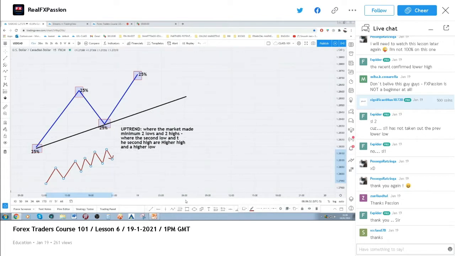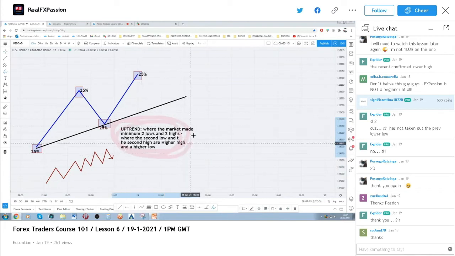Make sense? Is anybody in here who does not agree with this definition? Is anybody here who does not agree? No, this is not an uptrend, in my opinion. An uptrend is something different.